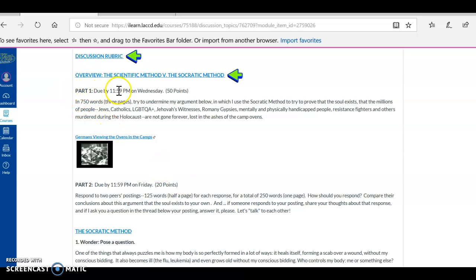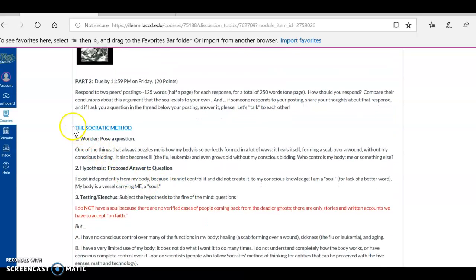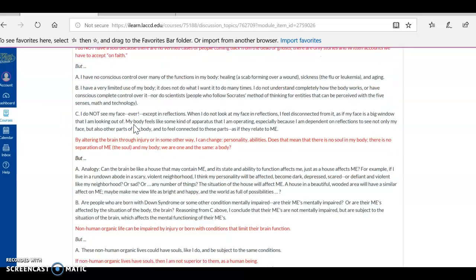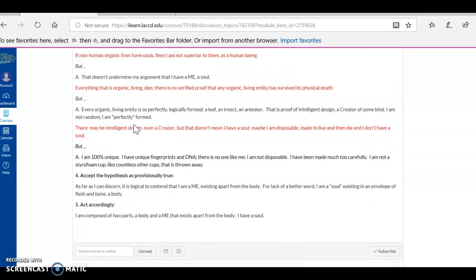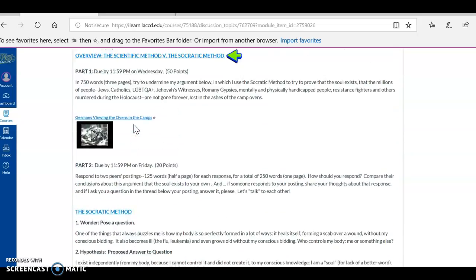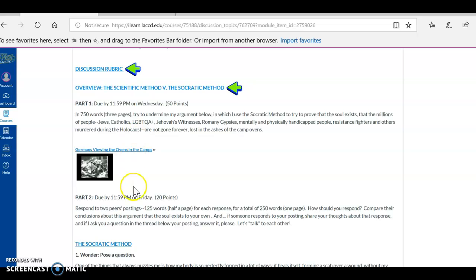Part 1 is actually due by 11:59 p.m. on Wednesday, and part 2 is due by 11:59 p.m. on Friday. Please try to make these deadlines. Okay, so the actual Socratic method that we're going to use is right here. So you'll want to read this very carefully, and let's talk to each other in these discussions.